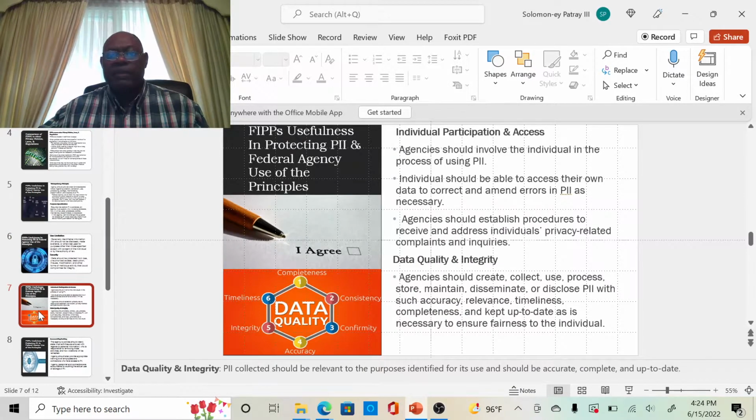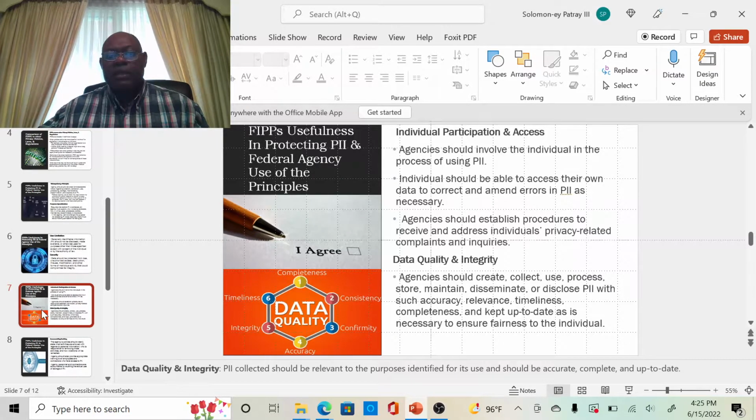The individual participation and access principle. The agency here should involve the individual in the process of using PII. Individuals should be able to access their own data to correct and amend errors in PII as necessary. Also, the agency should establish procedures to receive and address individual privacy-related complaints and inquiries.